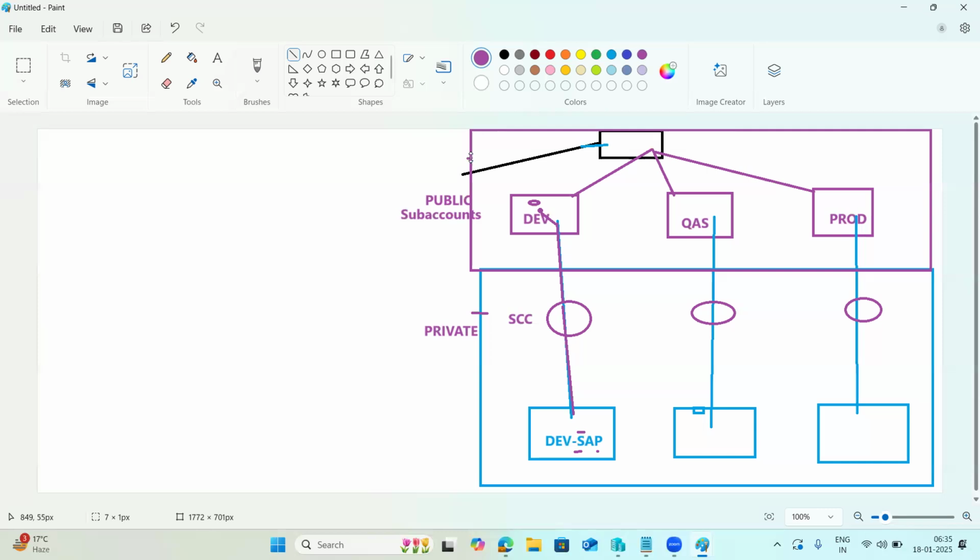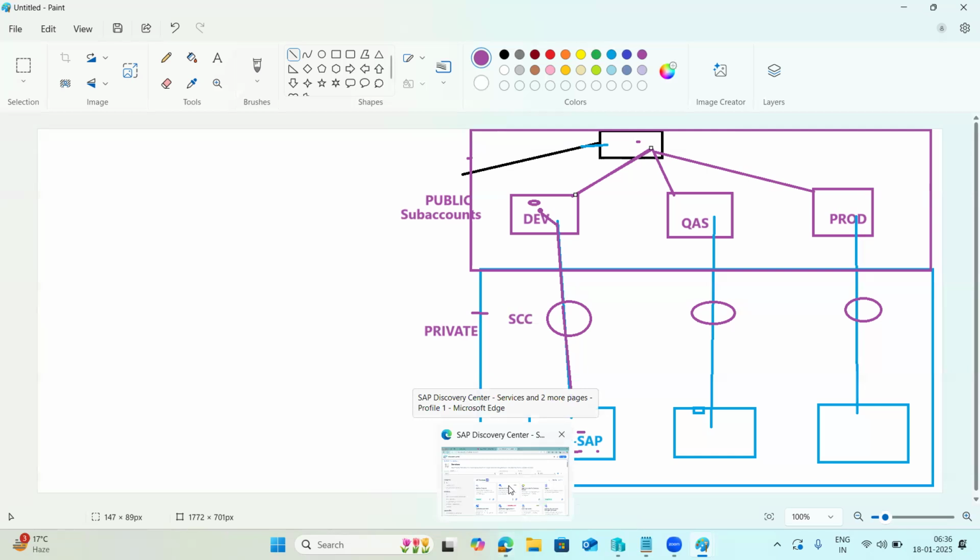But on the BTP side, if you start with the hierarchy, we have the global account. So how to get the global account? We have two types of global accounts. Once we get the global account, then we can derive the sub accounts. So first we would like to know how to create the sub accounts, how to get the global account. Here I will explain how to get the global account.